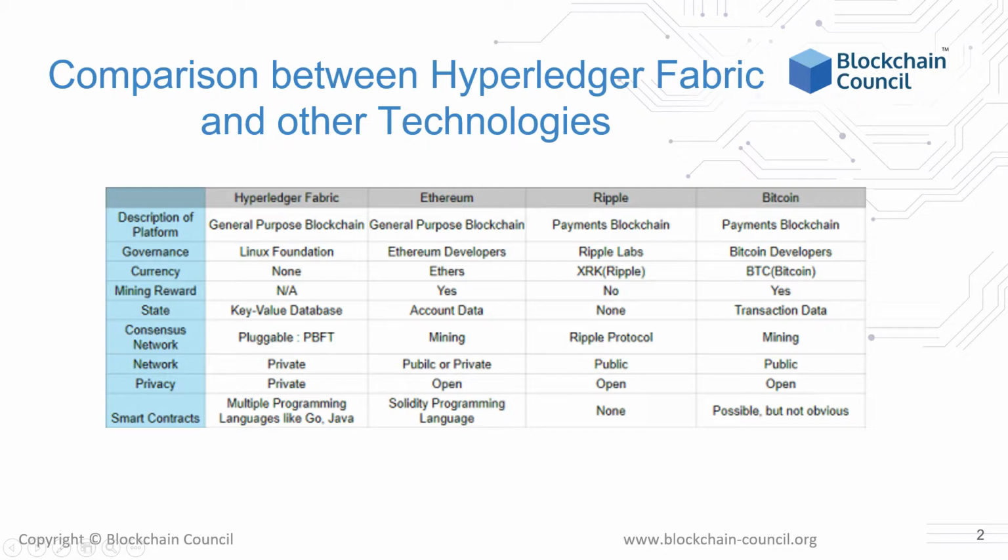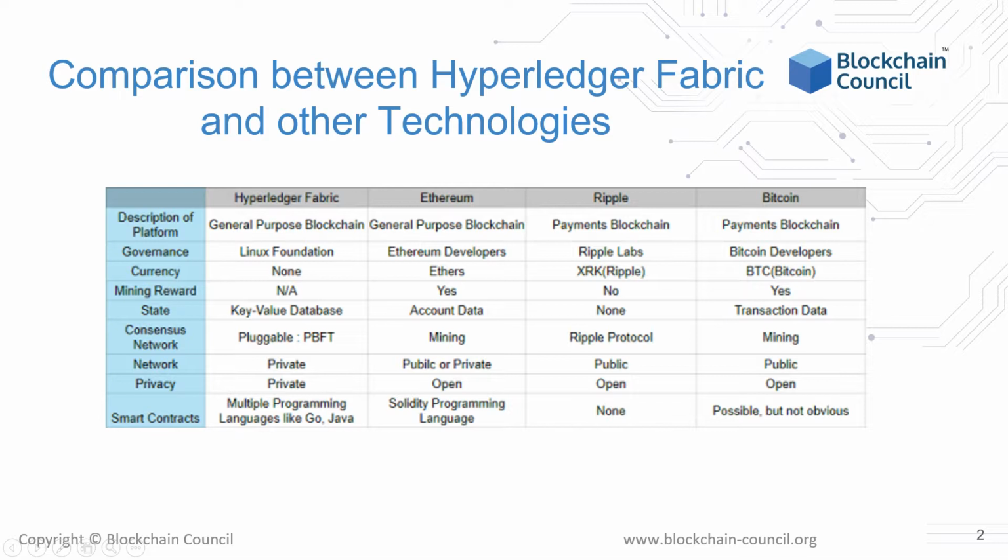The Hyperledger Fabric is governed by Linux Foundation and IBM, whereas in Ethereum, the blockchain is governed by Ethereum developers who make changes such as creating future milestones, etc. In Ripple, the blockchain is governed by the Ripple Labs itself, and in Bitcoin blockchain, the blockchain is governed by Bitcoin developers.